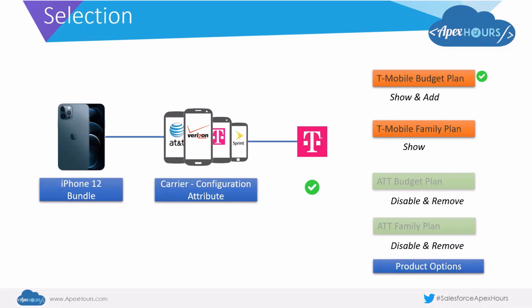So it's going to show up in the product options. It's going to be disabled. Basically, you will not be able to select it. And if it was earlier selected, we want to remove the selection as well. So this will go ahead and deselect it. So these are the two use cases that we would look at.